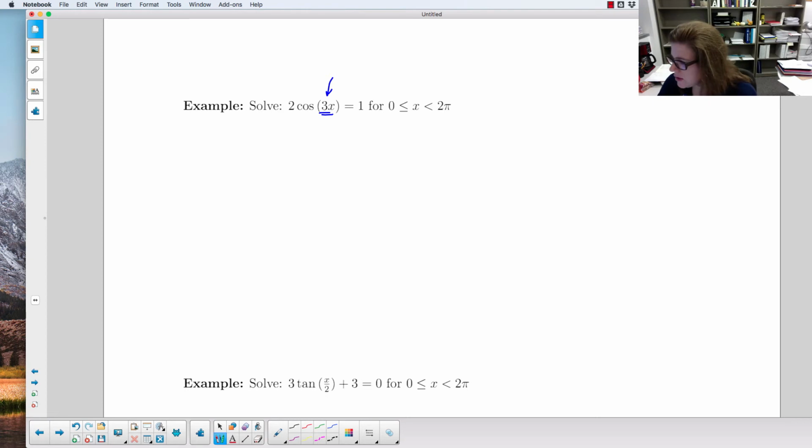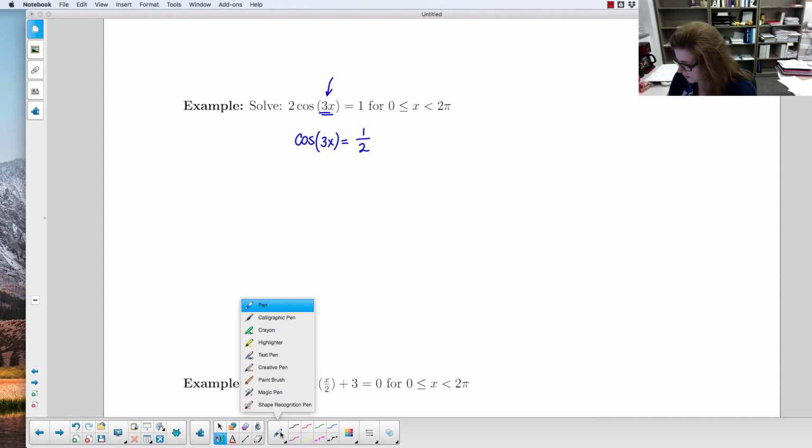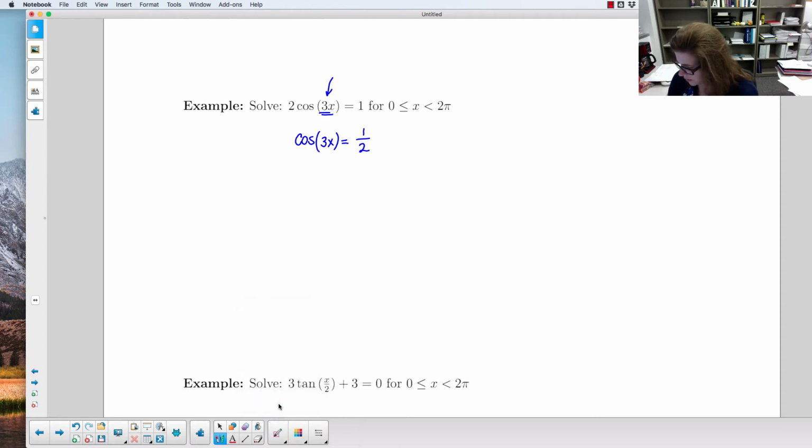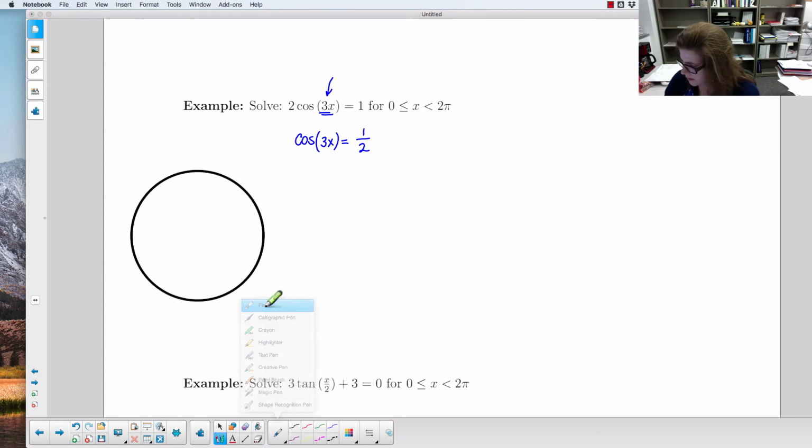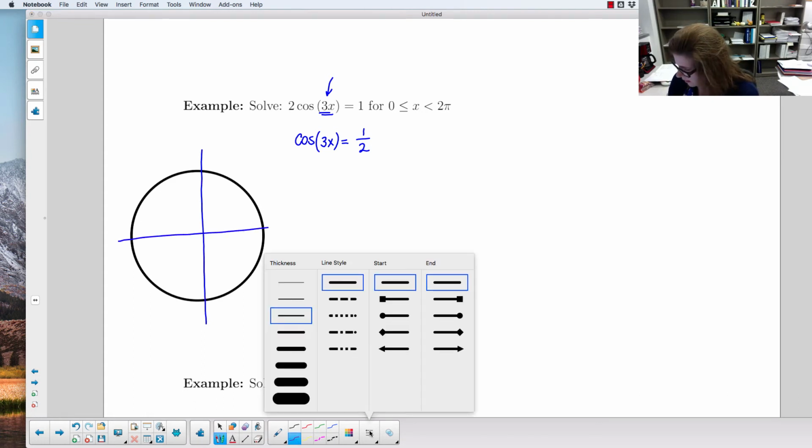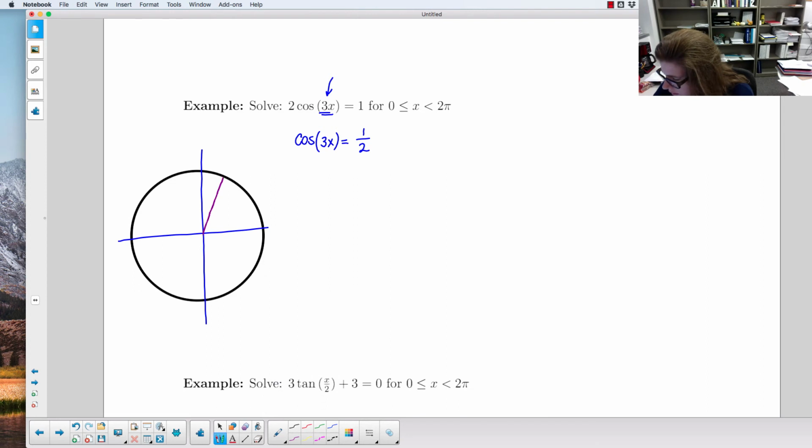So this really says 2 times cosine of some angle is equal to 1. And if I divide by 2, I get cosine of 3x is equal to a half. And we can find where cosine is equal to a half. In fact, we just did. So looking at our unit circle, remember that cosine of some angle is equal to a half, given that angle being pi over 3, or 5 pi over 3.